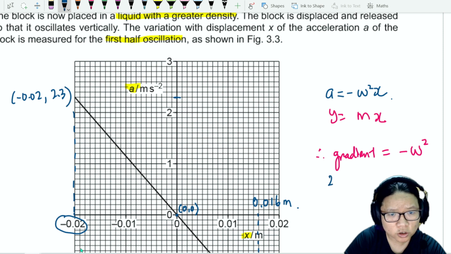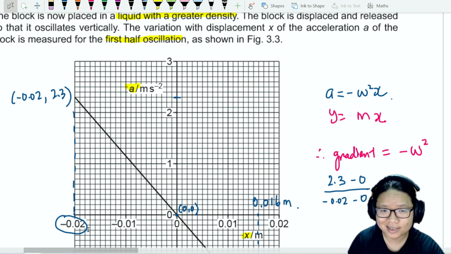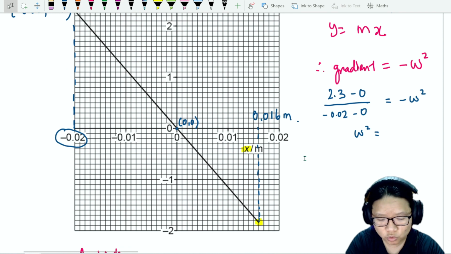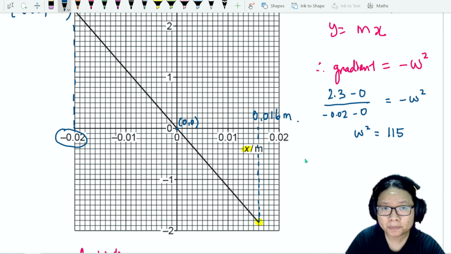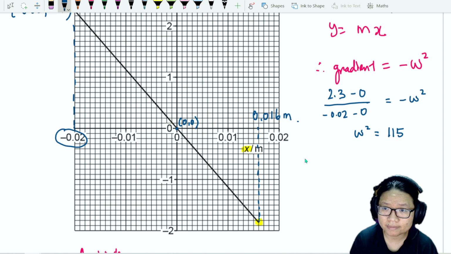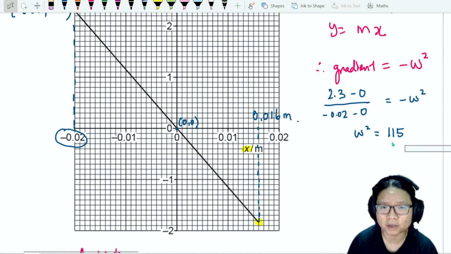This would be 2.3 minus 0 divided by negative 0.02 minus 0, and this is your gradient, which is negative omega squared. So my omega squared is 2.3 divided by 0.02. Let me press my calculator first. This is 115. This is how you find your omega squared. Use the gradient. You may be asking, Miss, can I substitute values? You can, but it's generally not recommended. Finding the gradient is easier. Substituting the value most of the time is allowed, but not recommended.